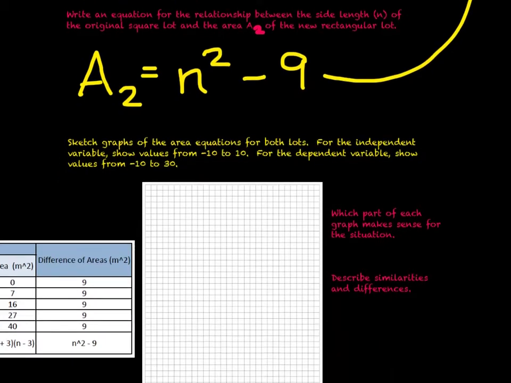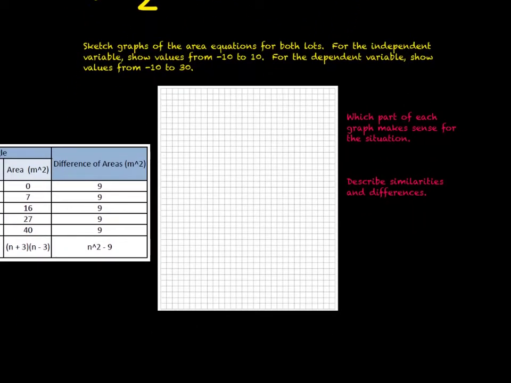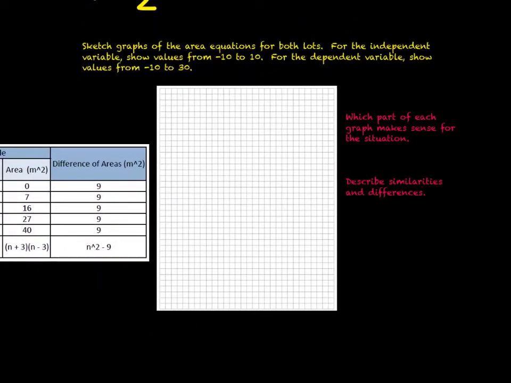Next, this investigation requires us to sketch a graph of this information so we can really see what's going on. It says, for the independent variable, show values from -10 to 10. So on my x-axis, the horizontal, I'm going to go from -10 to +10. And for our dependent variable, we're going to start at -10 and go to 30. So I'm going to do a little math magic and set up my graph.